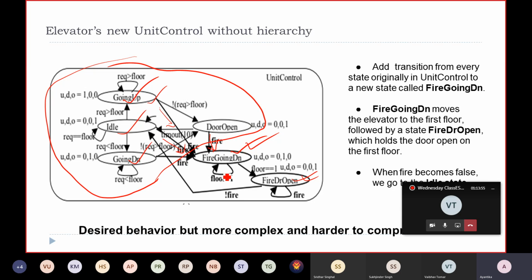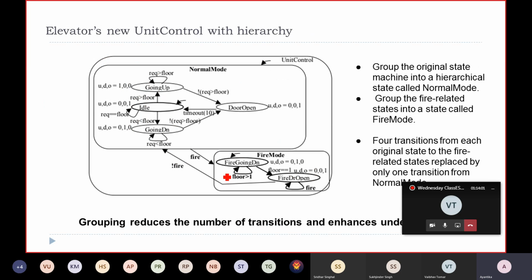Now you can understand this design is getting complex and harder to comprehend. So what is the easiest method? Go by hierarchy. According to hierarchy, we are defining two different levels.